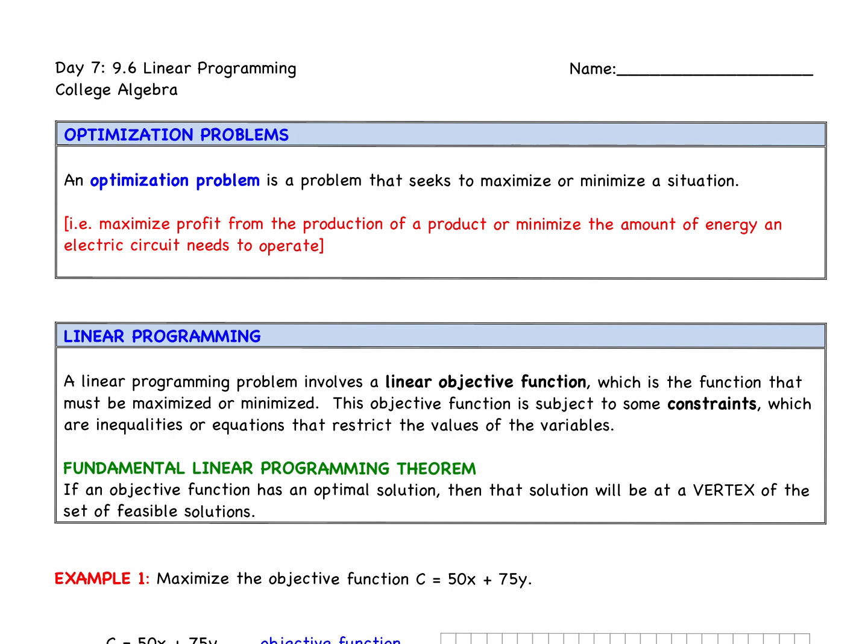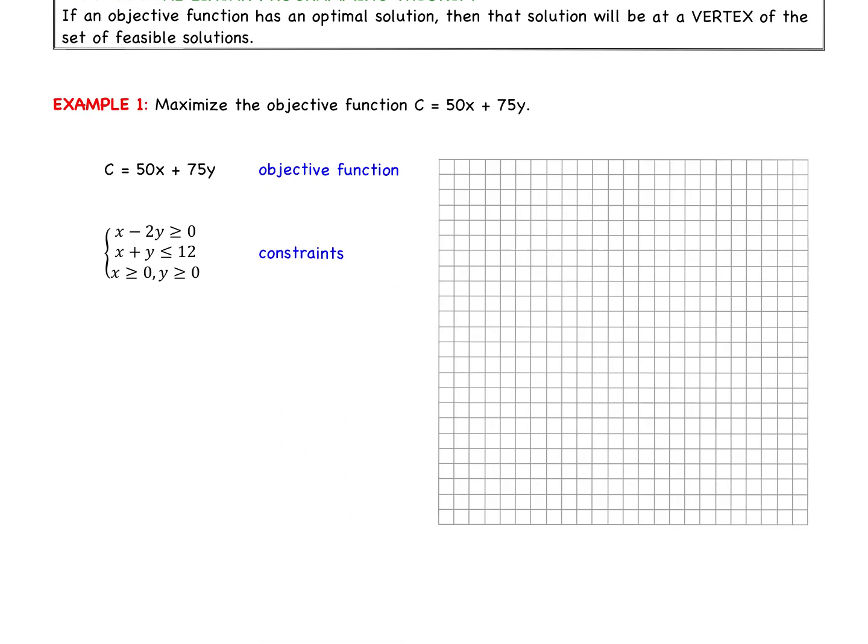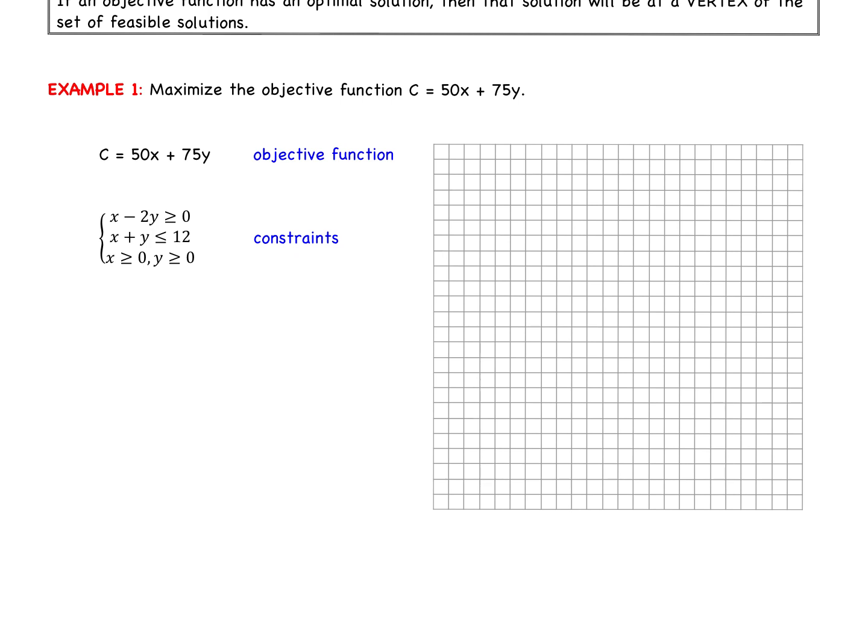Okay, so here's how you're going to see a problem. This is the one example that you are going to do. You have what's called the objective function. The objective function is the one that you want to find the maximum or the minimum of. Example 1 tells us we want the maximum. So we want the maximum of this function. These are our constraints, though. These are the things that are limiting us.